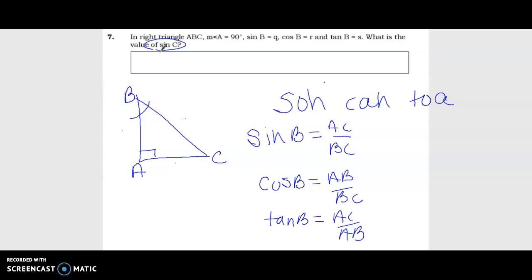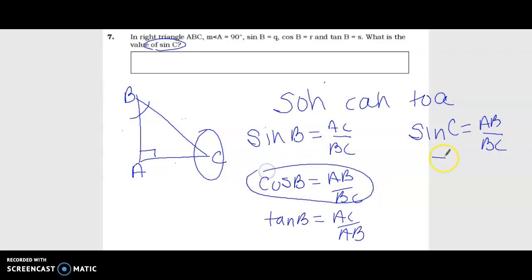So if we do the sine of C, sine again, we're going to look at angle C down here, opposite over hypotenuse. So look at the original 3. Which one has AB over BC? Oh, the cosine does. These two match. The cosine of B was R, so your answer is R.